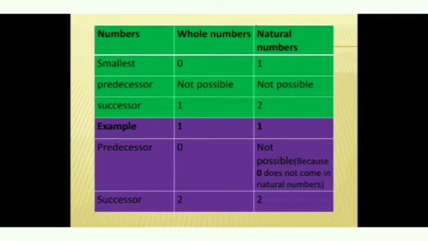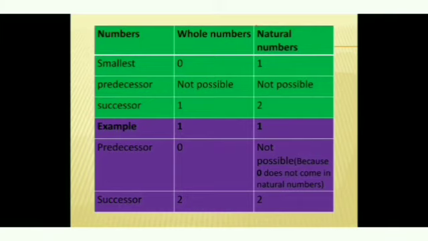If we take the example of the number 1, number 1 also comes in the category of whole numbers and also comes in the category of natural numbers. If I consider 1 as a whole number, will it have a predecessor? Yes, it will, because when I subtract 1 from 1, I get the answer 0. Is 0 a whole number? Yes, it is. So I can say that the whole number 1 has a predecessor 0, but a natural number 1 will not have a predecessor because 1 minus 1 is 0 and 0 is not a natural number.